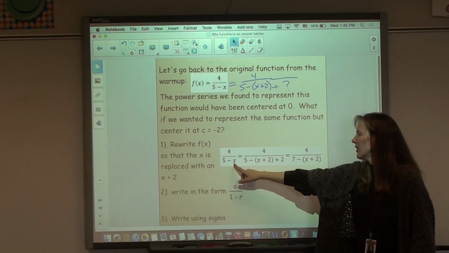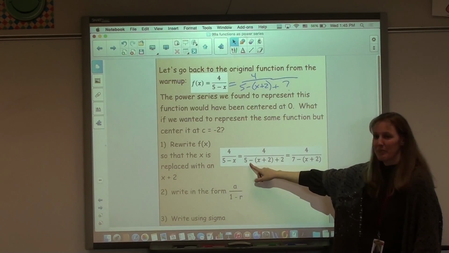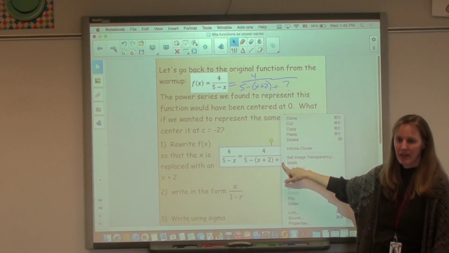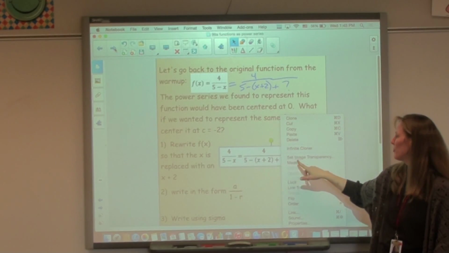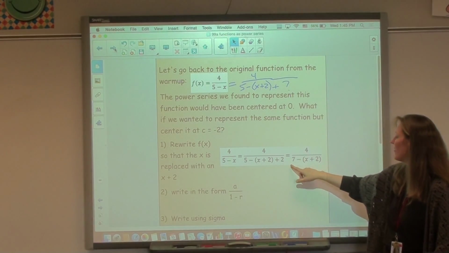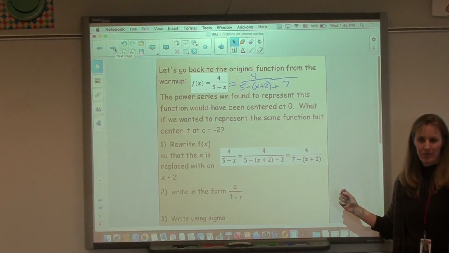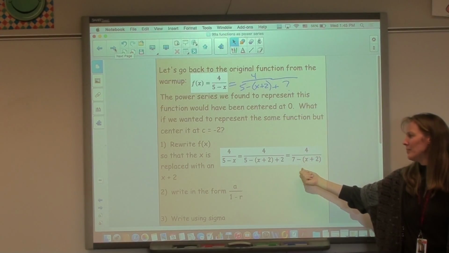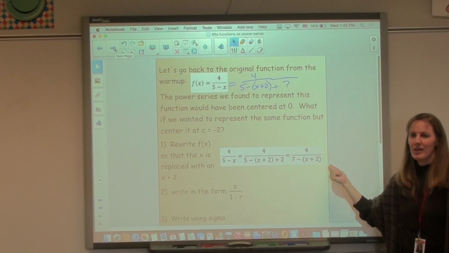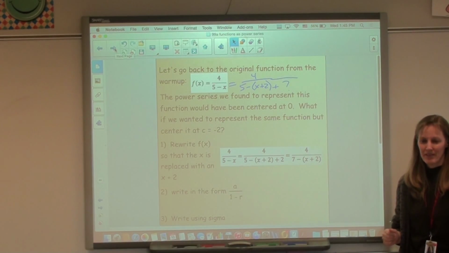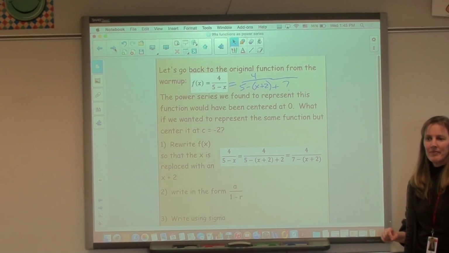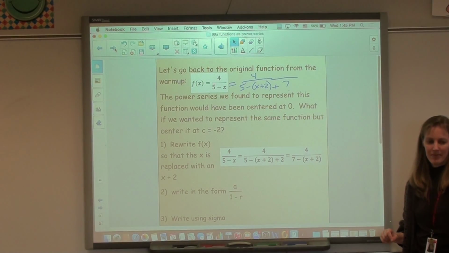So when we replace our x with an x plus 2, there's a minus in front, so you're actually subtracting 2, so we have to add 2 to balance it, right? So you end up with 7 minus the quantity x plus 2. We need this to be in the form a over 1 minus r. So now we have to divide top and bottom by 7. Go ahead and do that. Divide top and bottom by 7.